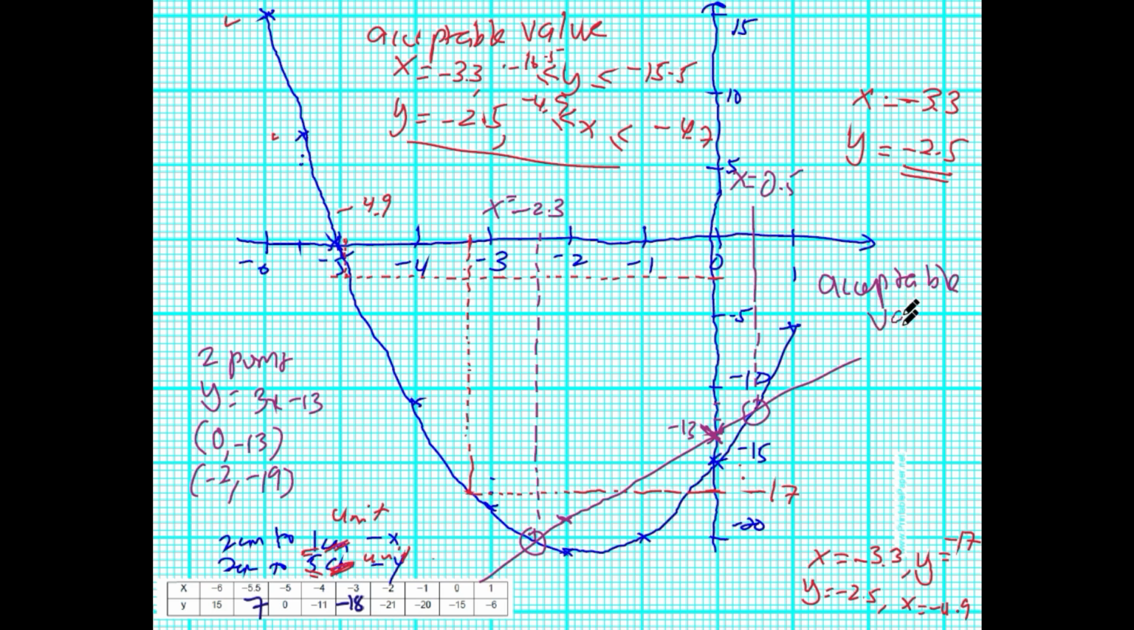So the acceptable value: x is in between. So see, I get 0.5, so 0.3 to 0.5, and then x is in between. This is negative 2.3, between negative 2.5 to negative 2.3. So you can draw and try to get the value.